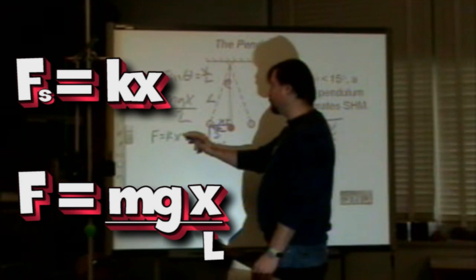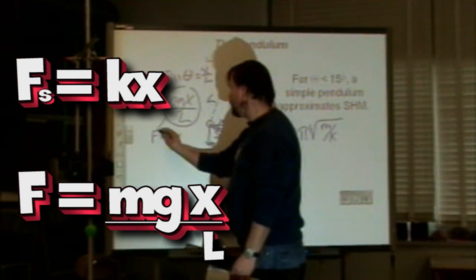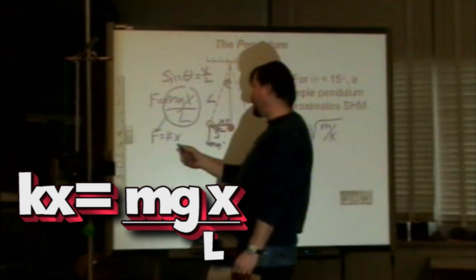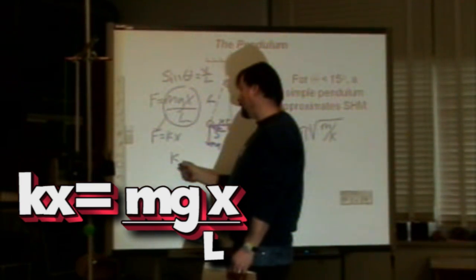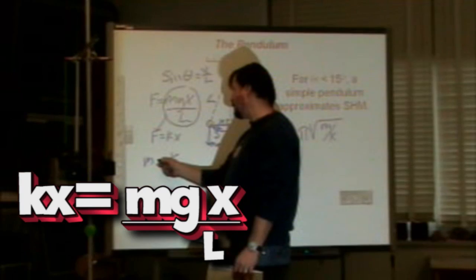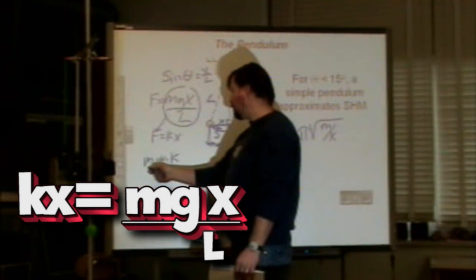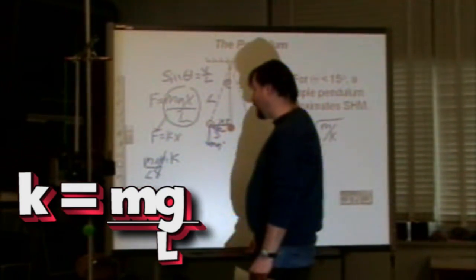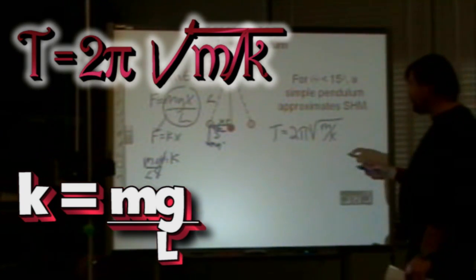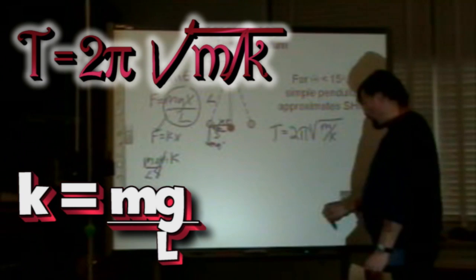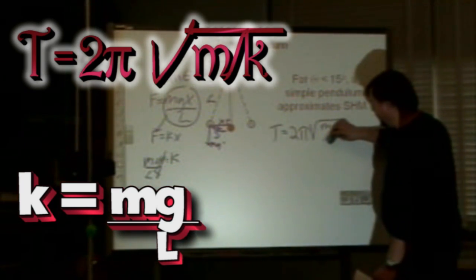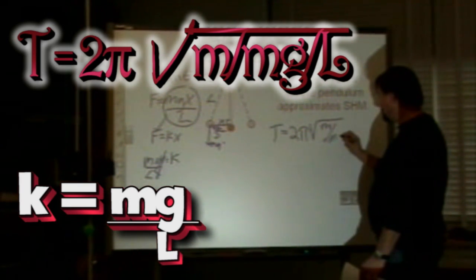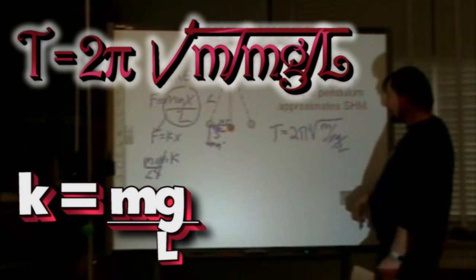We can now substitute our force, our restoring force, into Hooke's law, and we can determine that k is equal to mgx over L, and then divide both sides by x, and you end up with mg over L. You can substitute mg, mass times gravity, over the length of the pendulum into our equation right here. So take out the k and substitute in mass times gravity over the length.